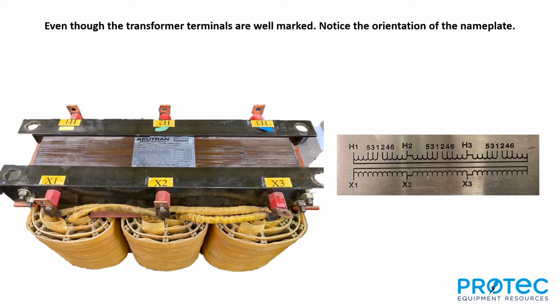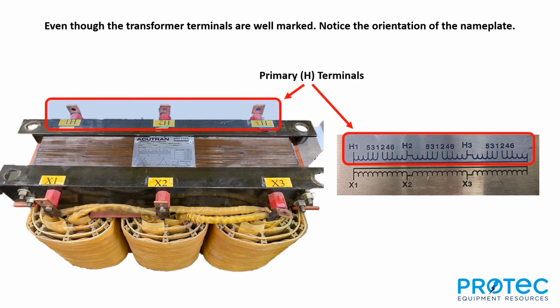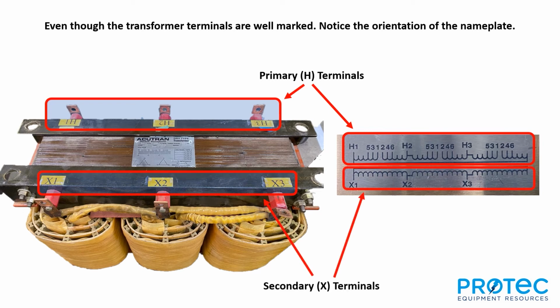And you'll notice on the nameplate, if it's oriented correctly, it also points out that your H terminals, or your primary terminals, will be on the top side of the transformer, and your X terminals, or your secondary terminals, will be located on the bottom side of the transformer. Also, you can notice that the nameplate spells out the order in which those terminals are placed. In other words, from left to right, it would be X1, X2, and X3. And same thing for the high side of the transformer.